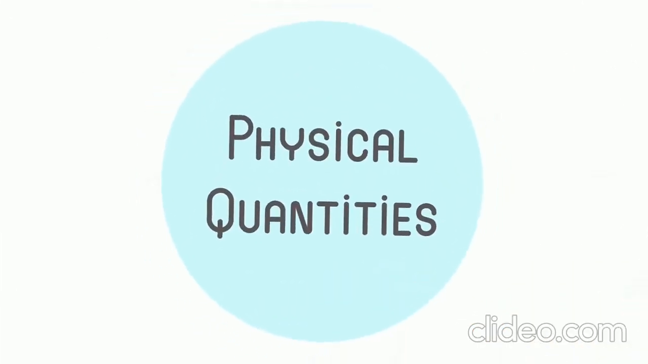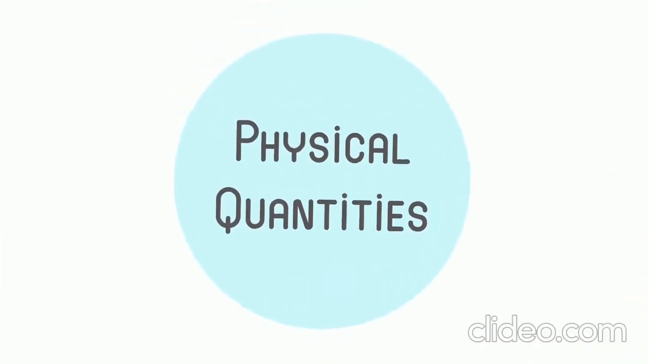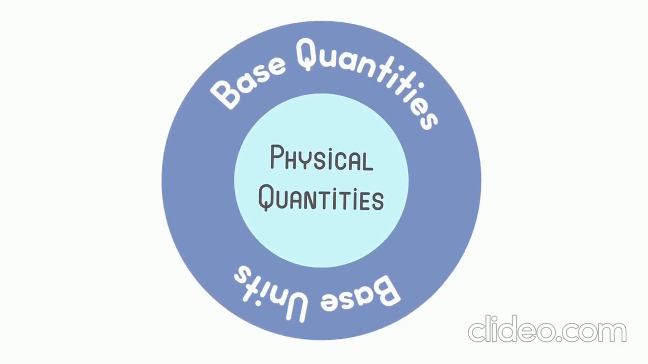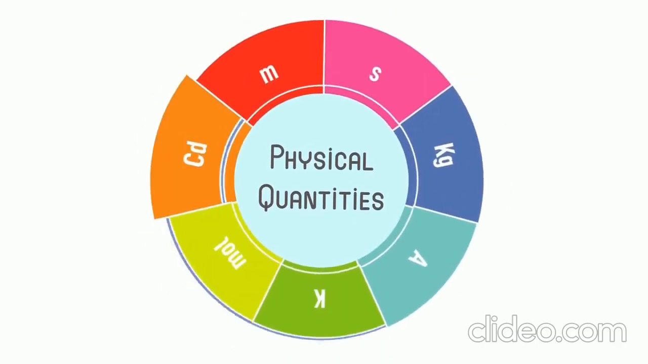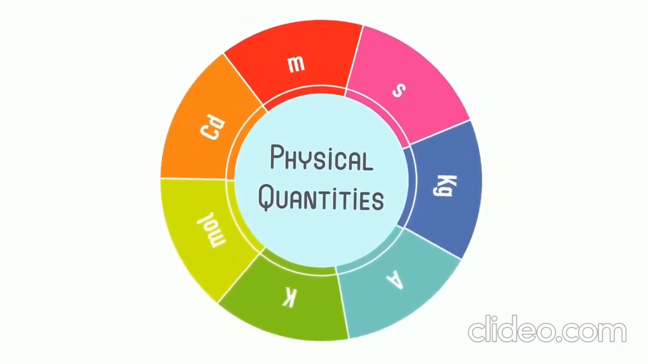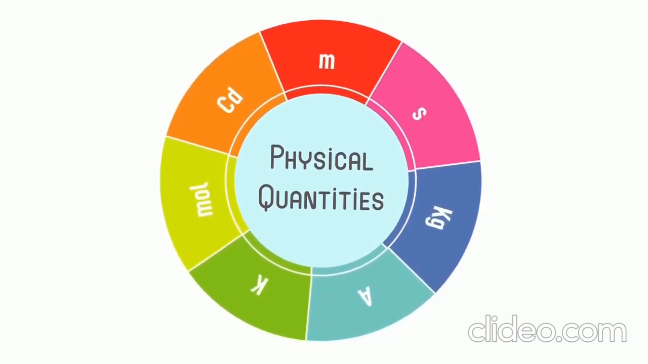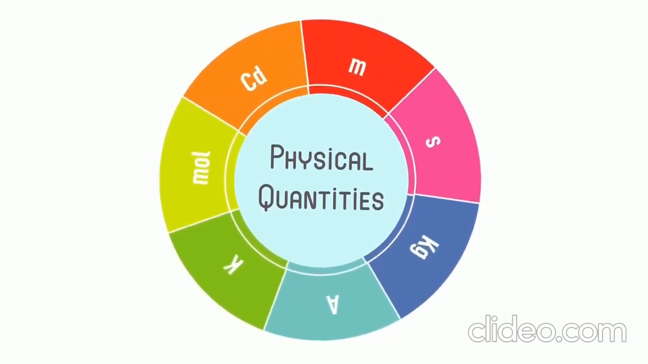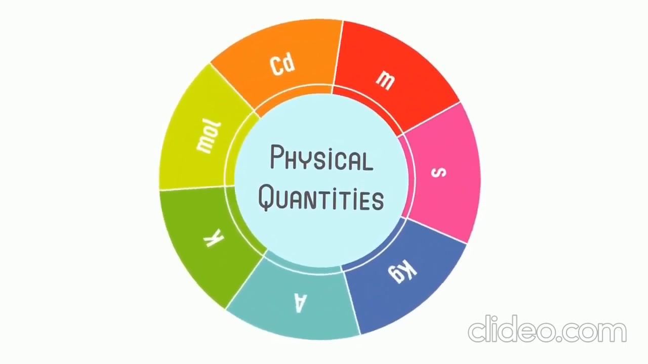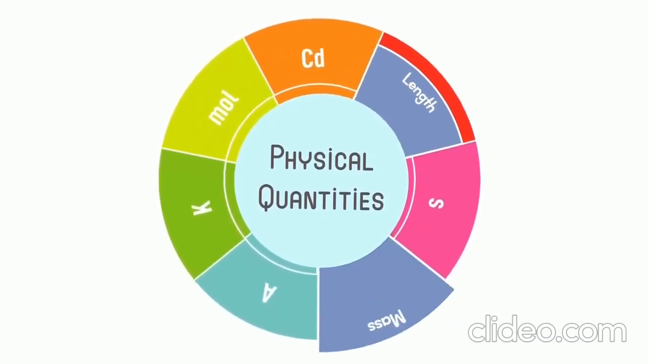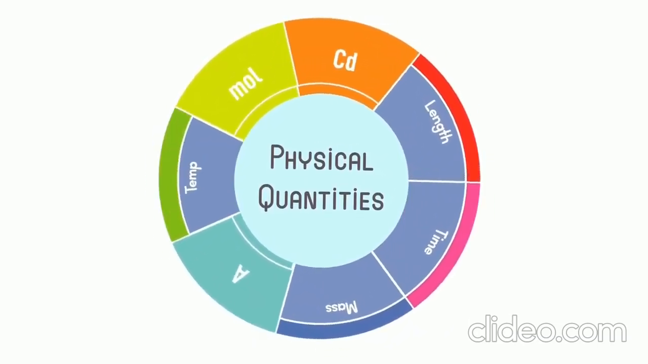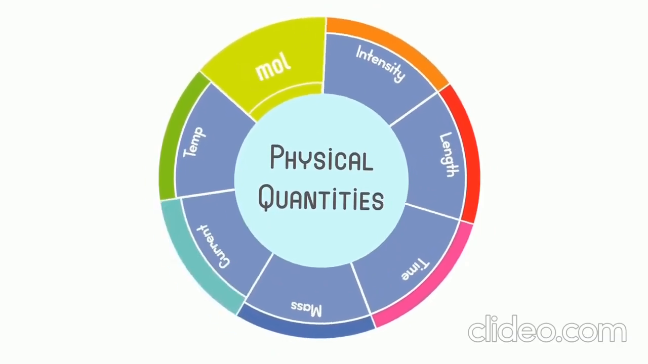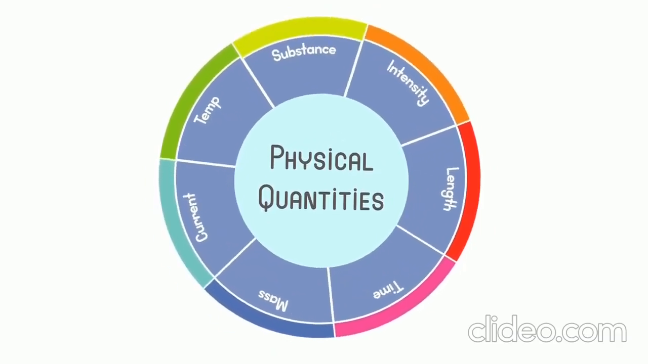Physical quantities are divided into two categories. Base quantities. Base quantities form the base or foundation of other physical quantities. In other words, these quantities are the basis with which derived quantities are expressed. These quantities are length, mass, time, temperature, intensity of light, electric current, and the amount of a substance.